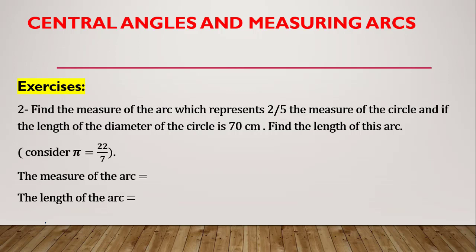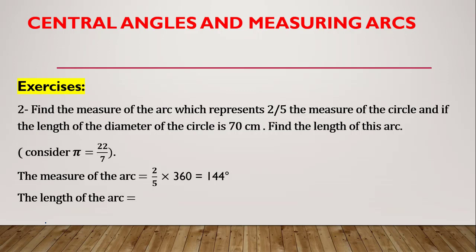This arc represents 2/5 the measure of the circle. It means 2/5 of 360. So to get the measure of the arc, just multiply this fraction by 360. So the measure of this arc equals 2/5 multiplied by 360. It will be 144 degrees. Now I want the length of the arc.